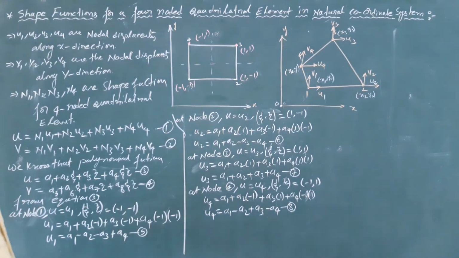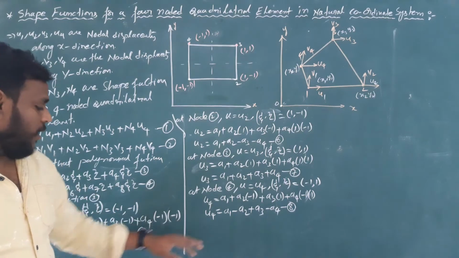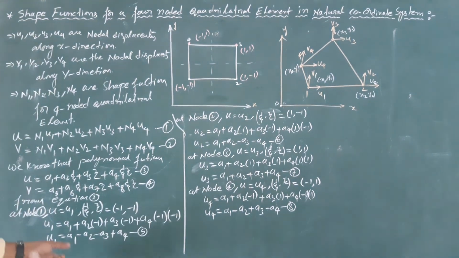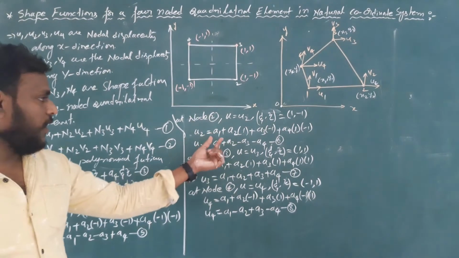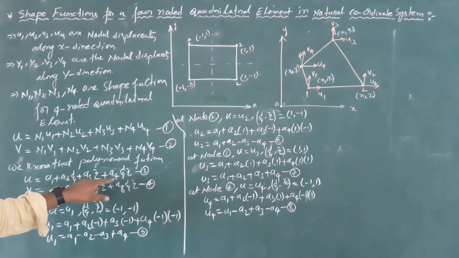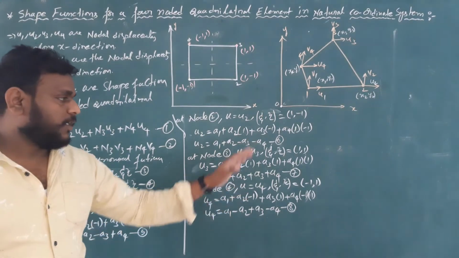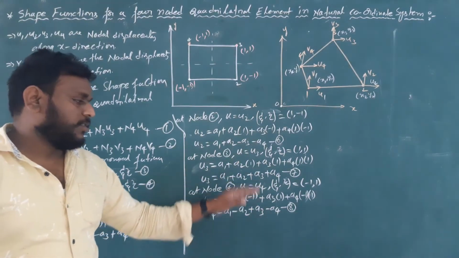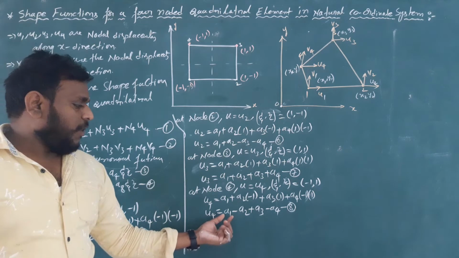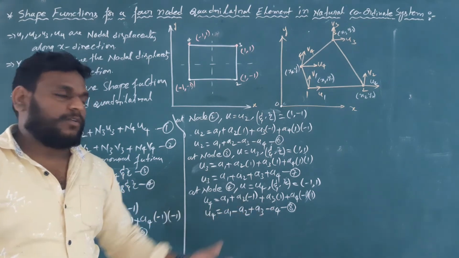So we got 4 equations, 5, 6, 7 and 8, and 4 unknowns, that is a1, a2, a3, a4 are the unknowns here. So 4 equations, 4 unknowns, so we can easily solve these equations. After solving, we will get a1, a2, a3 and a4.